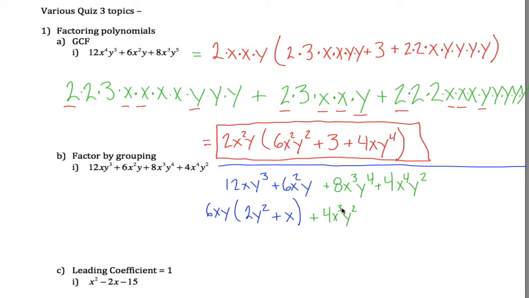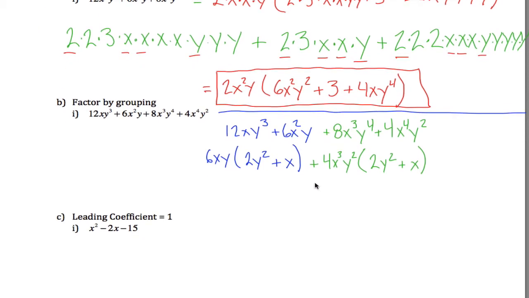So I can pull out 4x cubed y squared, and if you take out 4x cubed y squared, you're left with 2. All my x's I took out, I got a y squared. And then if you pull out 4x cubed y squared from this one, you don't have a whole lot left. Took out all your x's except for 1, and both of your y's, and you're left with this. Note that when you're factoring by grouping, these parentheses should always be the same. If they're not the same, you made a mistake, or this problem won't factor by grouping.